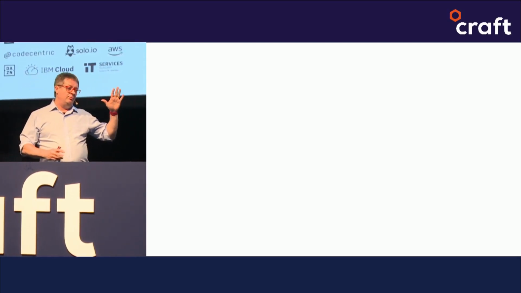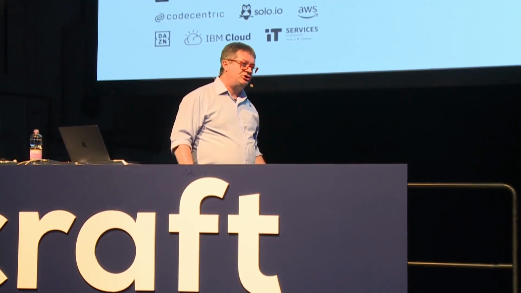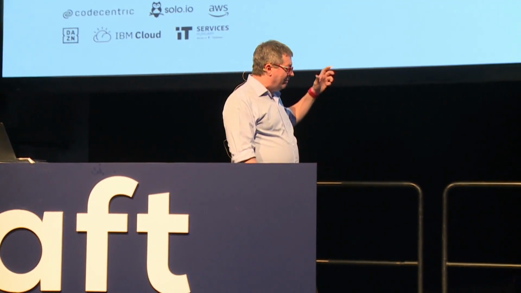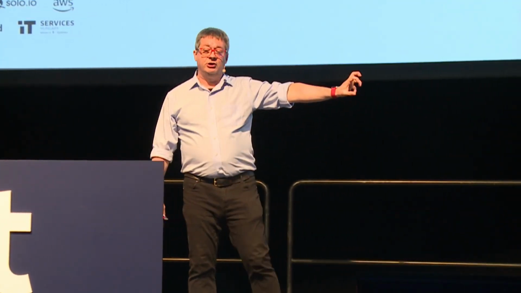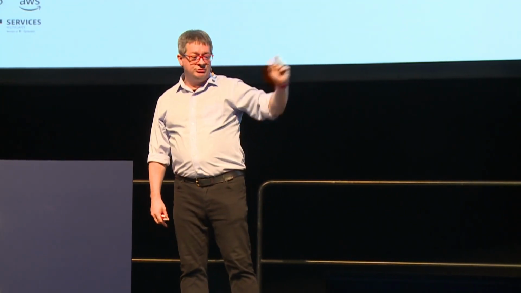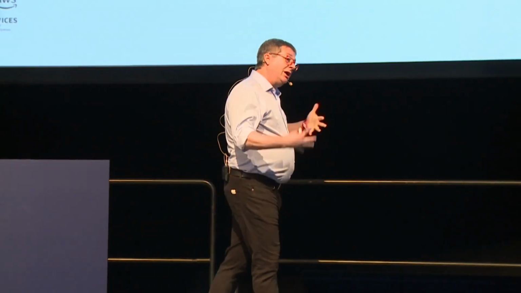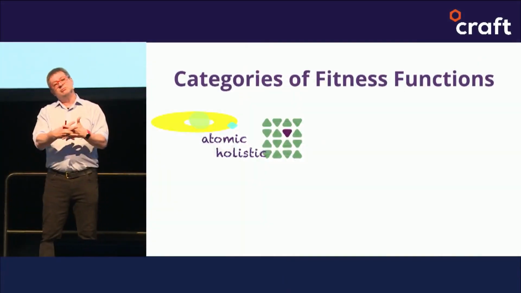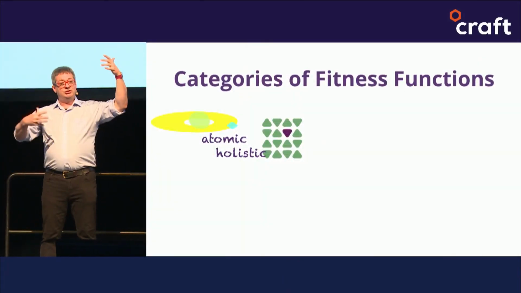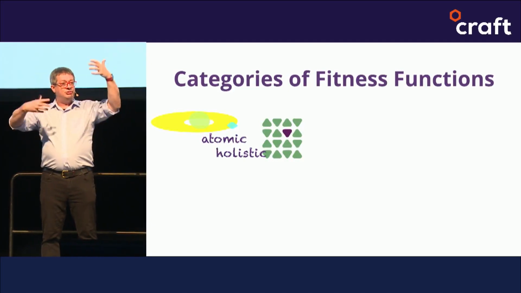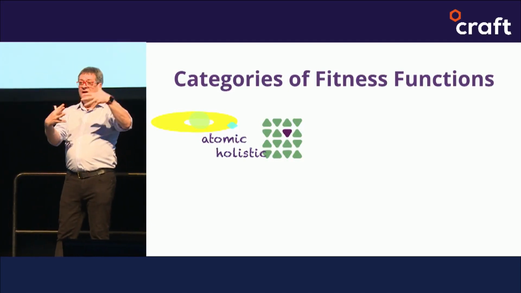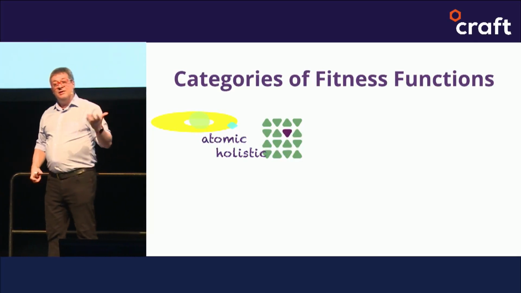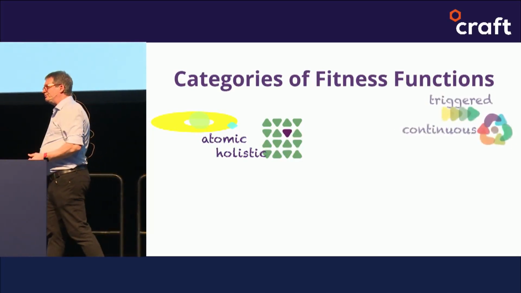So one of the things we did in the book was build a bunch of categories and build a nomenclature around this idea of fitness functions. Some of these have to do with the scope of the fitness function. So an atomic fitness function looks at a single characteristic in architecture. The one I just showed you is atomic because all it cares about is how components are coupled together. Holistic ones look at a combination of factors. As I mentioned before, very often performance and security will interact with each other in interesting ways, and you might want to test those together to see how that interaction is working. That's an example of a holistic fitness function.